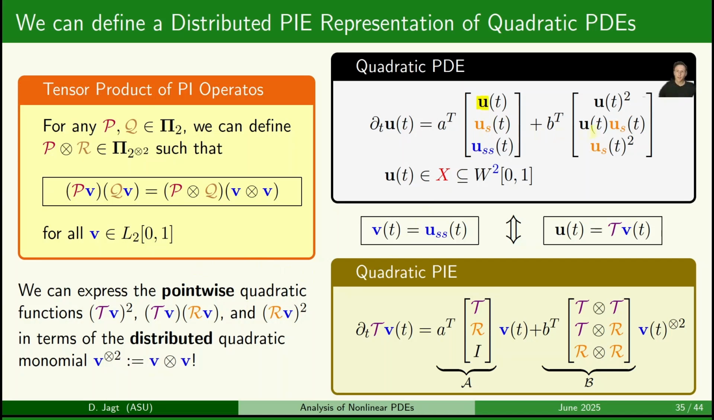So then if we have a quadratic partial differential equation involving these linear terms in the state and these pointwise quadratic terms in the state and its first order spatial derivative, we can represent this equivalently as this partial integral equation, where, for example, we represent here this product of u with its first order derivative using the tensor product of T and R applied to this degree 2 quadratic distributed monomial in our state v. Now here the operator A will be just a PI operator, and the operator B will be a tensor PI operator. And then we have a quadratic PIE representation for our PDE expressed in terms of our distributed monomials.